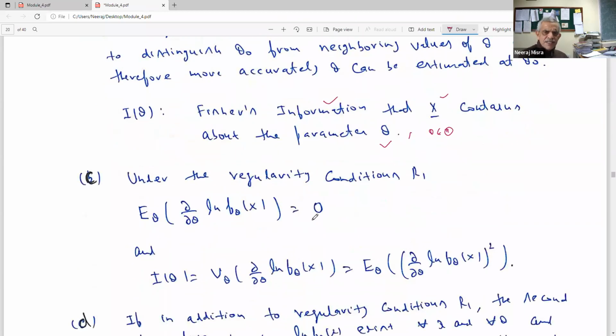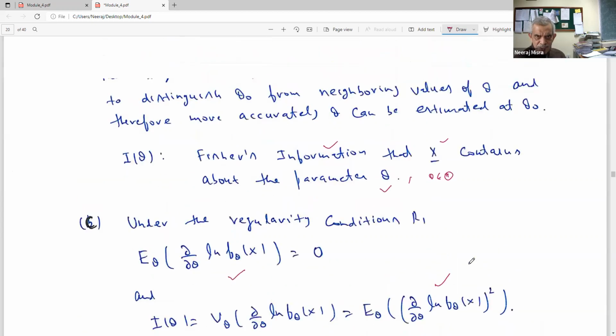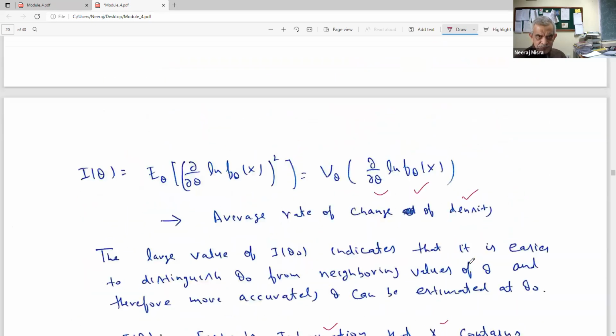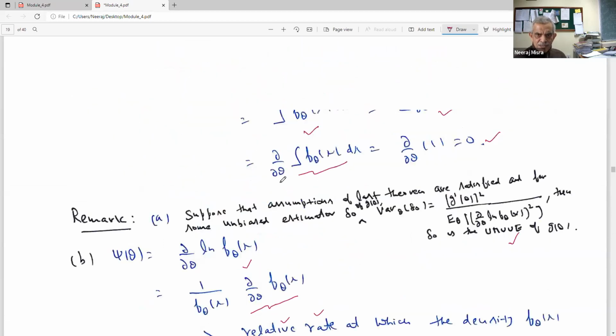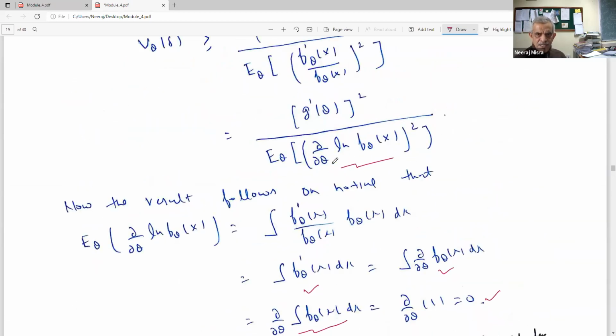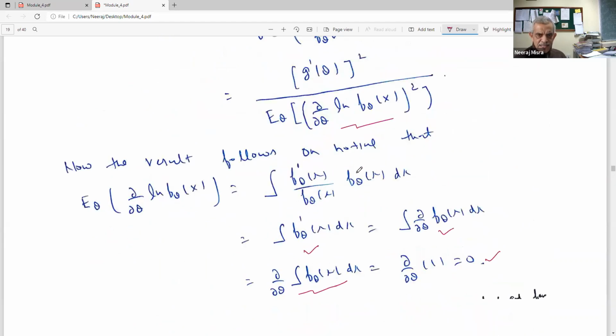Now, under the regularity conditions R1, we have seen that the expected value of ∂/∂θ log f_θ(x) is zero. So the average relative rate of change is zero. And I(θ), which is the same as the variance of ∂/∂θ log f_θ(x), is the same as the expected value of (∂/∂θ log f_θ(x)) whole square. Just now we saw that, over here, the expected value is zero. So this becomes just the variance of ∂/∂θ of log f_θ(x).